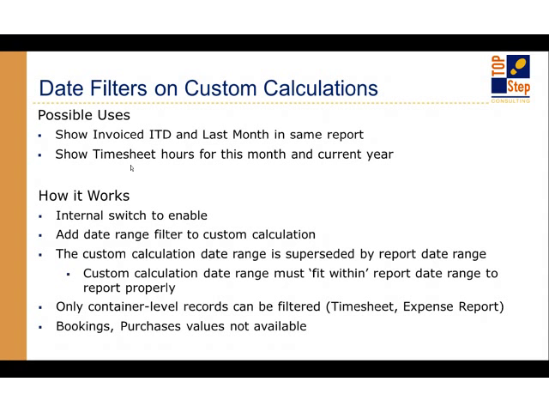The report date range, or the column width, if you will, is what controls what data shows up. I'll show you an example in the next slide. A couple other quick things to point out. Only container level records can be filtered. So by container level, I'm talking about a timesheet.